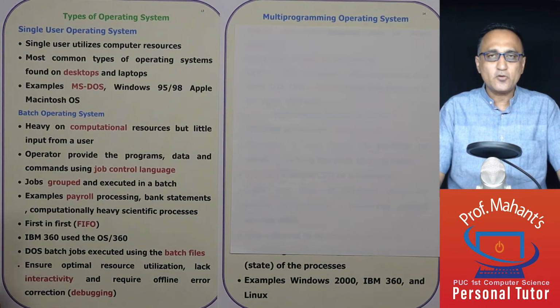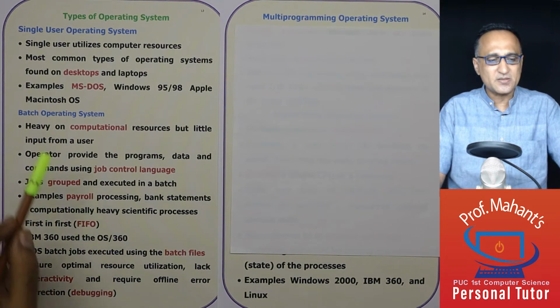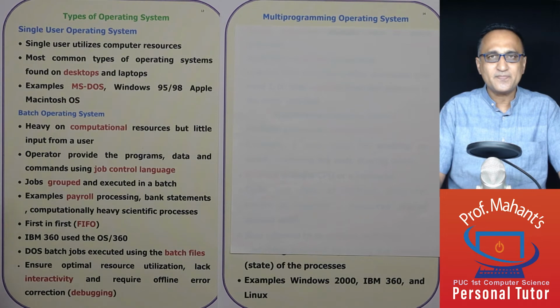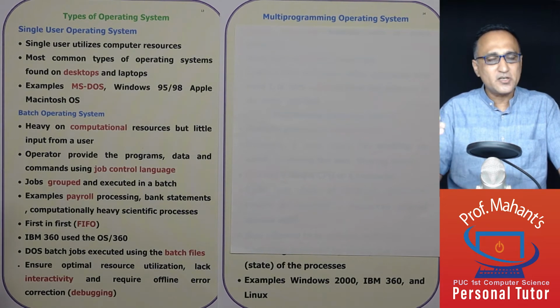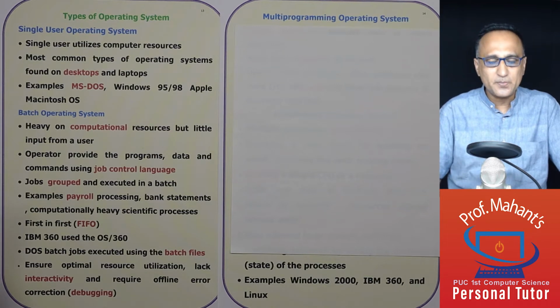IBM 360 was a machine which used OS 360, and that operating system has a facility for batch operating system. Big companies still today use batch operating system for processing a number of things where there is no user interaction or the user is not required to enter data or interact with the PC.